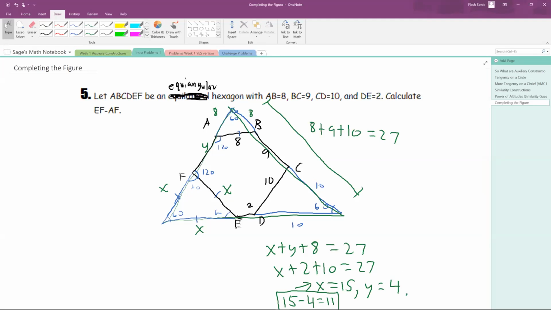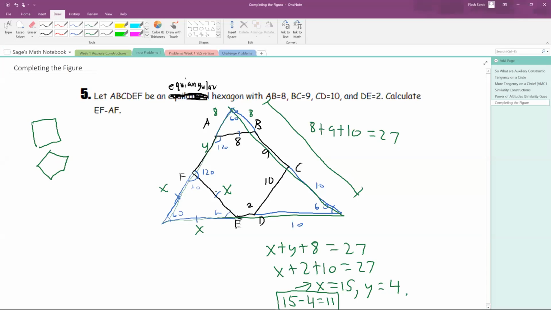So what equal angular means? Equilateral, which is what I originally wrote by accident, just means that the figure has all of its side lengths equal. Equiangular means all of its angles are equal. So for example, a square would be an equilateral figure. A regular pentagon would be an equilateral figure. What equal angular means is just that all of its angles are equal. So in this hexagon, it just means that all of the angles are 120 degrees.